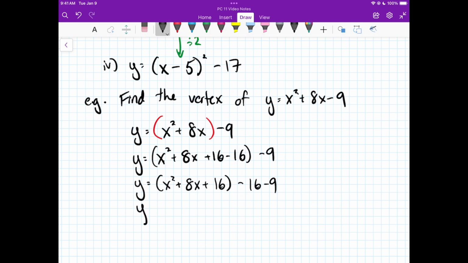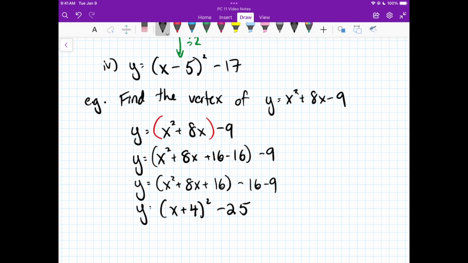And then lastly, simplifying things. So x squared plus 8x plus 16. If you think of that trick that I just mentioned, all we have to do is take the 8 and cut it in half. So this is going to be x plus 4 squared. And then the minus 16 and minus 9 gets us minus 25.